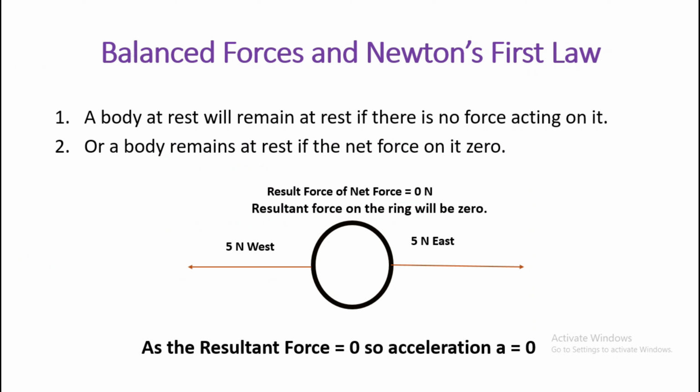Now, balanced forces in Newton's first law. We know that a body at rest will remain at rest if there is no force acting on it. Or we can say that a body remains at rest if the net force on it is zero. Suppose that here is a ring on which there are two forces acting. One is towards east, the other is west. Both the forces are 5 Newton each. So the forces are equal in magnitude and opposite in direction. So these forces cancel the effect of each other. The net force is zero and the acceleration is also zero. The body will remain at rest. It will not go anywhere.